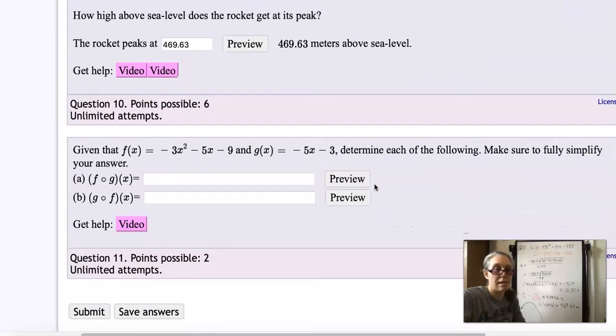So next, the last question is function composition. Okay, so definitely we're going to put that one up on the whiteboard.